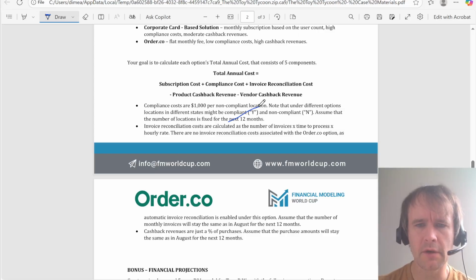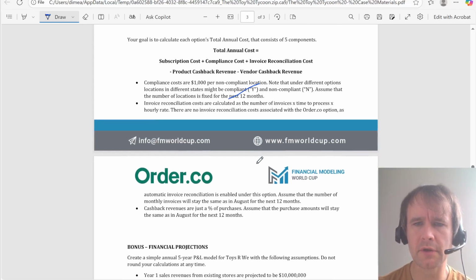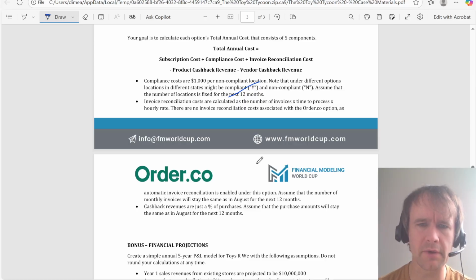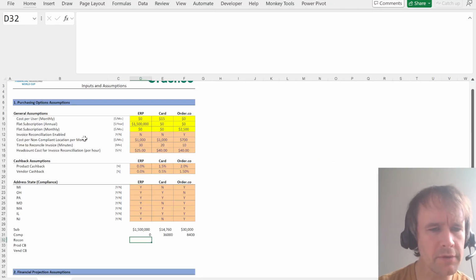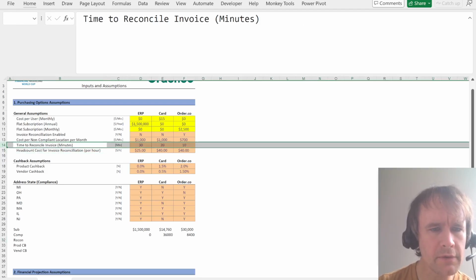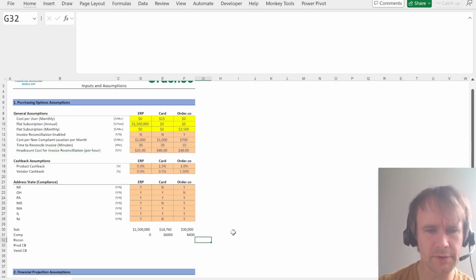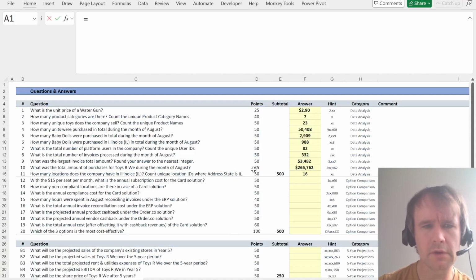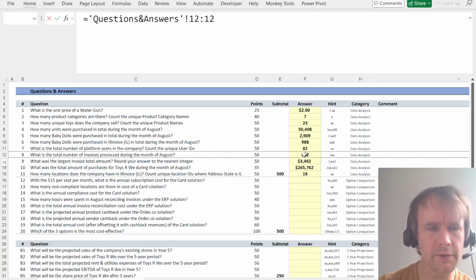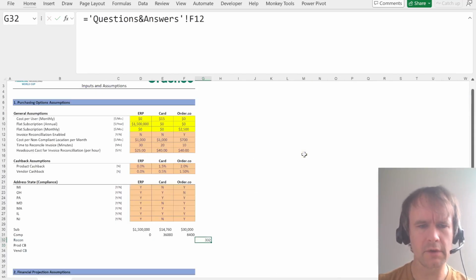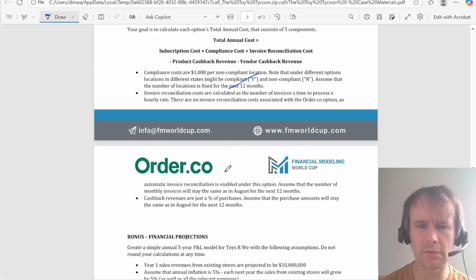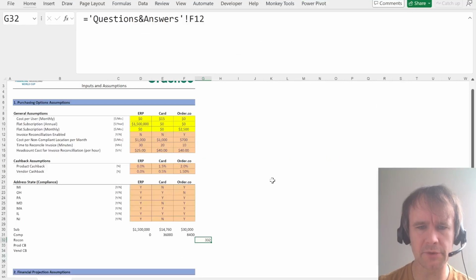Fine. Number of invoices times time to process times hourly rate. Okay. Do we have time to process and hourly rate? Time to reconcile. Headcount rate. Okay, fine. So my number of invoices is this 332, right? Yes. Assume the number of invoices will stay the same as August for the next 12 months. Fine.